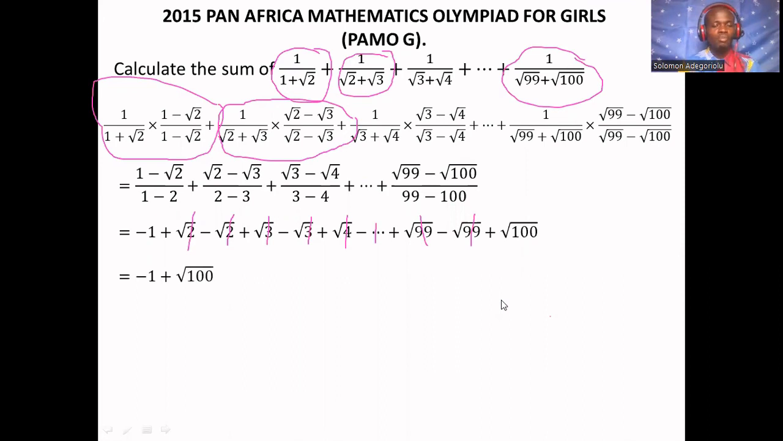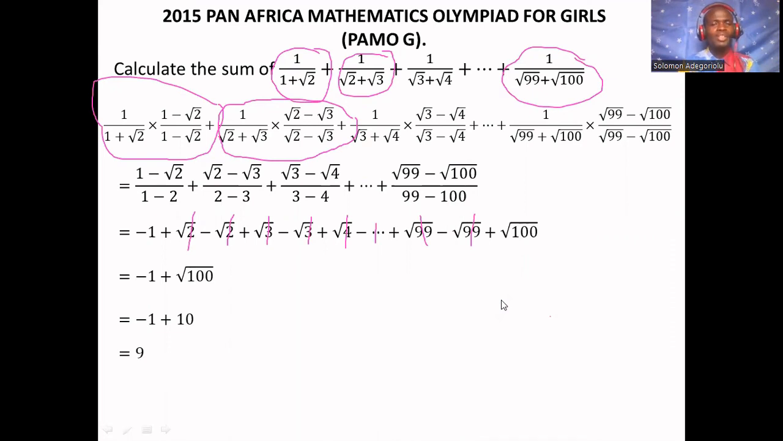That means minus 1 plus square root of 100. And what's the square root of 100? That is 10, meaning we're going to have minus 1 plus 10. And minus 1 plus 10, the final answer will come out, and that's going to be 9. So the answer to this question is 9. By the time we keep summing all this together, the result is going to be 9.